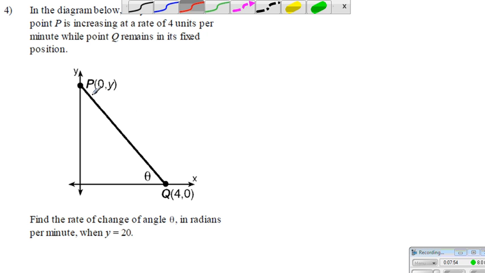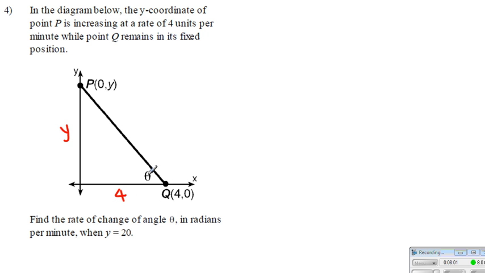So we have in the diagram 0 comma y, that means this length is equal to y. Here this length is equal to 4, and then theta. Now we could have used many things, but what dictates the relationship between angle and y value and then 4? We get to realize that there must be tangent theta, which in this case will be equal to y over 4. Because 4 is constant, we can just write it as it is. But y, on the other hand, changes, so we have to use the variable. Now, point P is increasing at the rate of 4 units per minute. That means here we realize dy/dt is equal to 4.